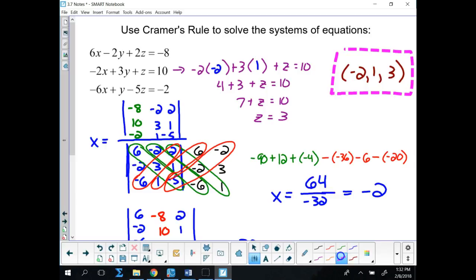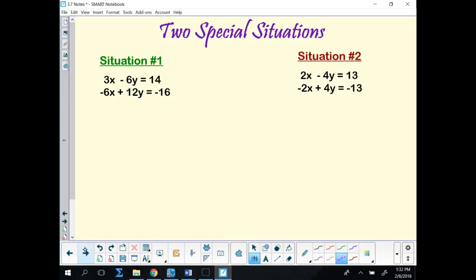The last topic that we need to talk about with Cramer's rule is our special situations. These are the exact same special situations that we did in substitution and elimination. Back then, we said that in situation number 1, this was a no solution case. In situation number 2, we said this was an infinite solutions case. With Cramer's rule, it becomes a little tricky.